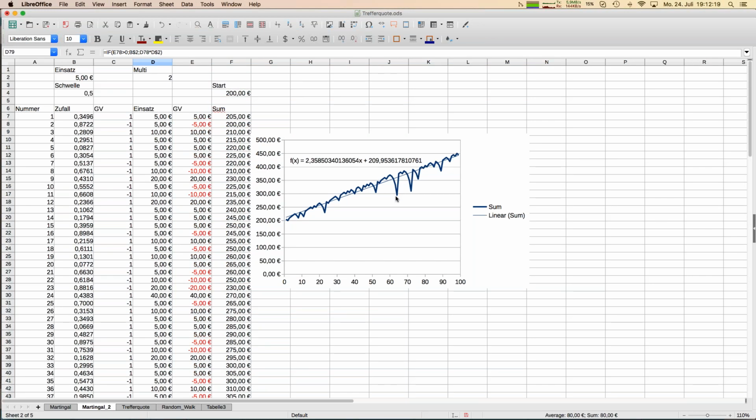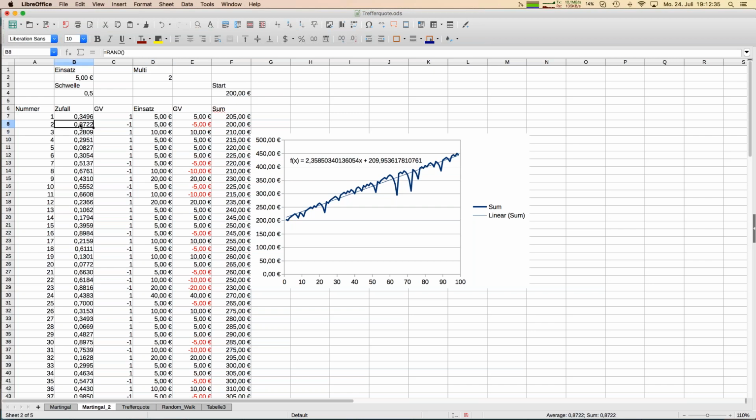Finally, there's a winner trade once again, and since we always doubled, we go back straight up. But now, since I have an Excel sheet with random numbers, I can simply do what I always do with those random numbers.